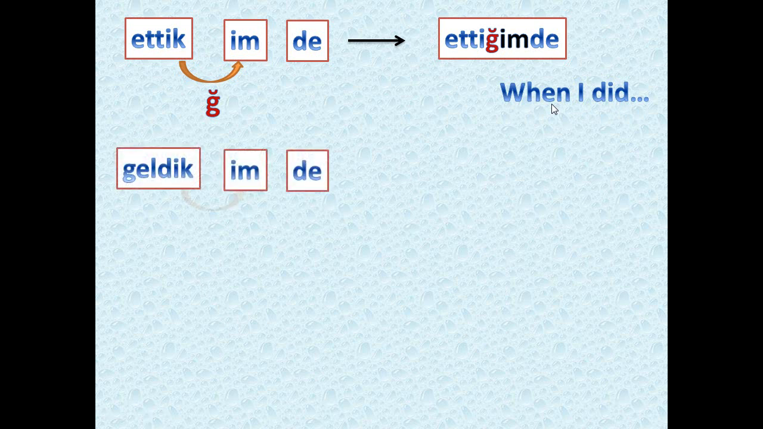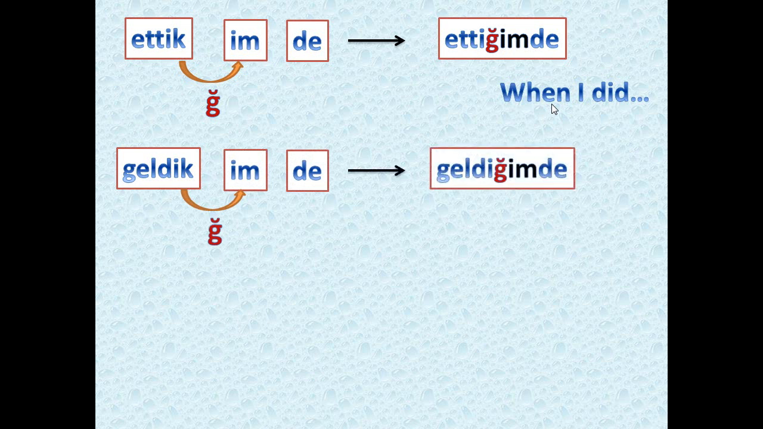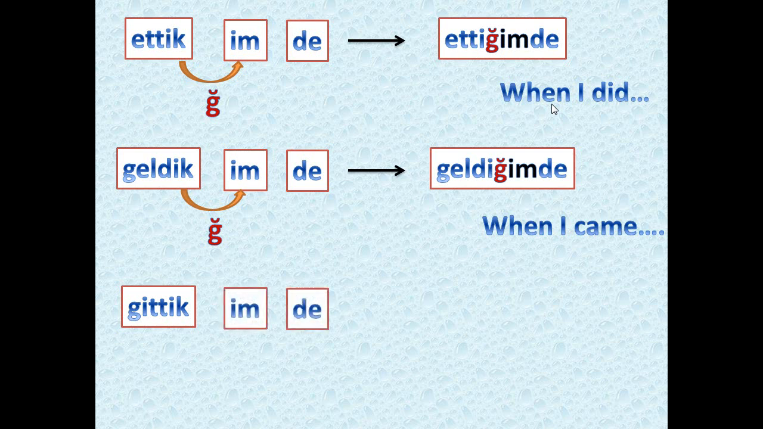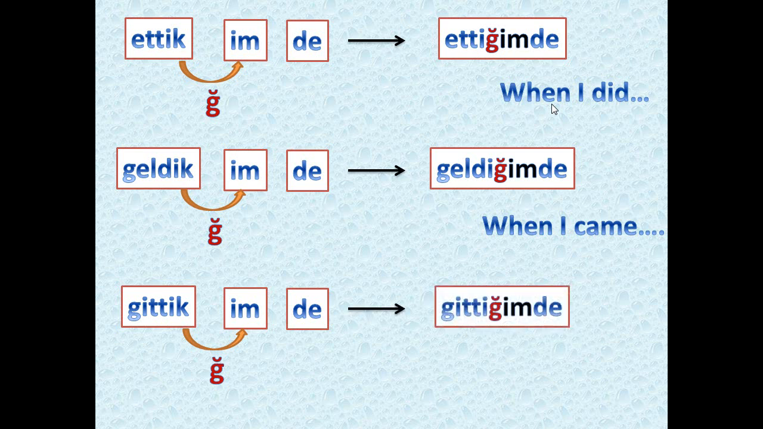Geldik. It becomes geldiğimde. Again, it is pronounced like y. When I came, or whenever I come. Gittik. Changes to gittiğimde. When I went, or when I go. Or the time that I am going to go. All of them can be used as a translation. It depends on the rest of the sentence, of the context.